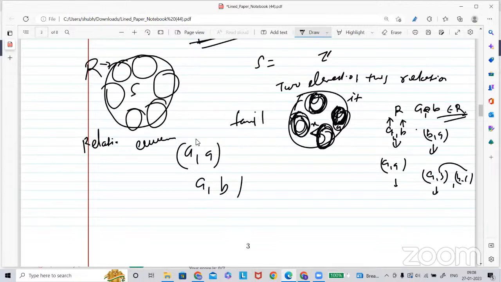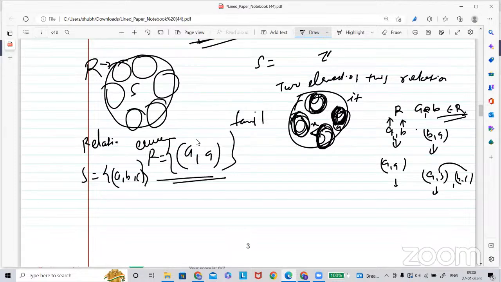Suppose you have a set S with elements A, B, C, and you define a relation R containing only AA. Is this a reflexive relation? No, it's not reflexive, because it has to cover all of AA, BB and CC. Okay, is this symmetric?